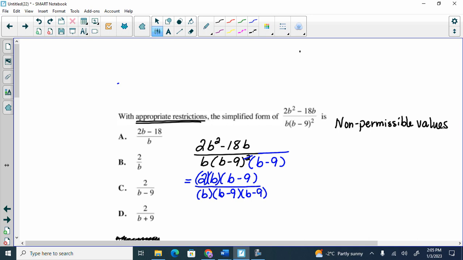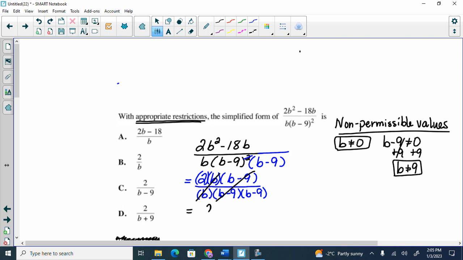We're going to have to do the b can't equal 0. That one's done. And then b minus 9 is the same, even if I do it twice. So I'm going to go b minus 9 can't equal 0. Add 9. b can't equal 9. So the b minus 9's cancel, the b's cancel, and I'm left with 2 over b minus 9, and then b can't equal 0 or 9.